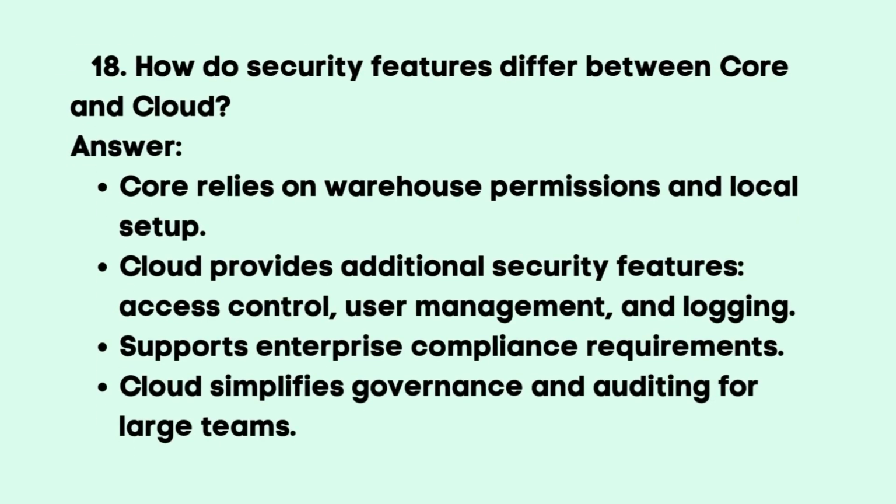How do security features differ between Core and Cloud? Answer: Core relies on warehouse permissions and local setup. Cloud provides additional security features, access control, user management, and logging. Supports enterprise compliance requirements. Cloud simplifies governance and auditing for large teams.